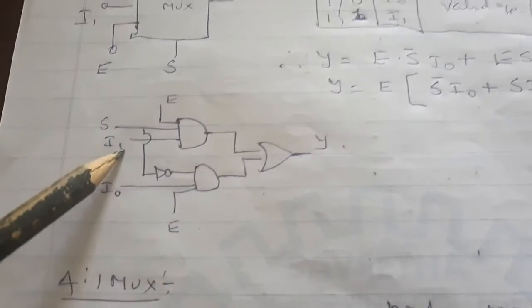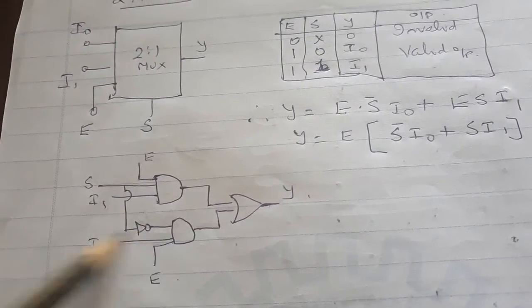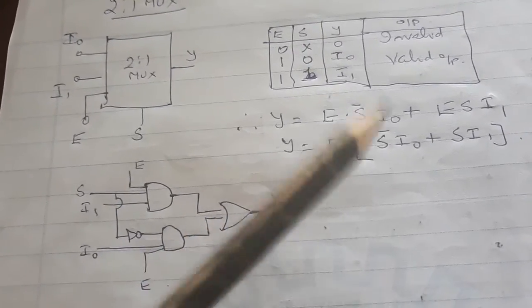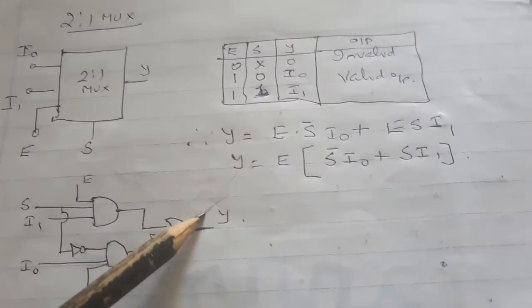Now you can draw it as a logical circuit. Enable pin, S, I1. The next one is S bar, so I put a NOT gate: S bar, I0. Then you can add them together. This is the output. So the output is represented in terms of logic gates.